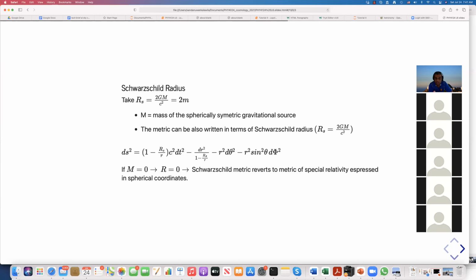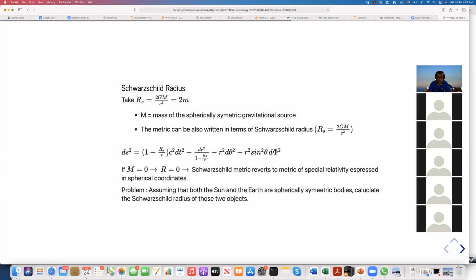And that happens when M is equal to 0. M is the mass of the spherically symmetric gravitational source. And this again tells you that when you do not have a gravitational source which can curve the space-time, the space-time will be flat, right? And you can represent it with the Minkowski metric, right? So that's how you interpret it.